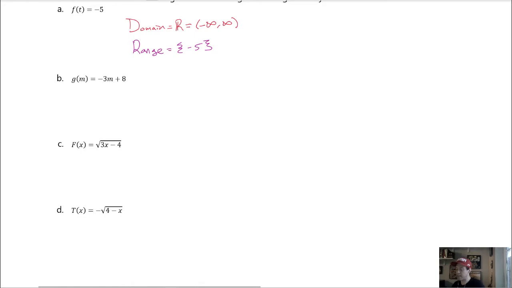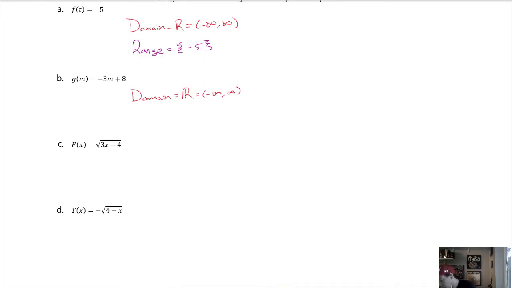Part B is the function that we're looking at is g of m equals -3 times m plus 8. For this, there's no number that we can't plug in. We can plug in any number, and we are able to multiply it by -3 and add 8 to that value. So the domain of this function is the set of all real numbers, or -infinity to infinity.